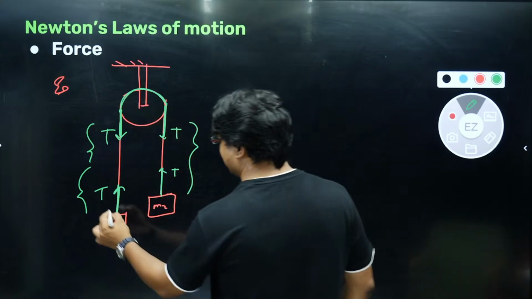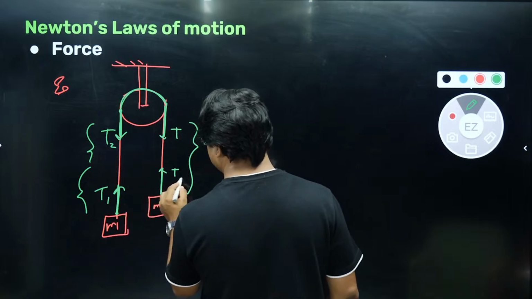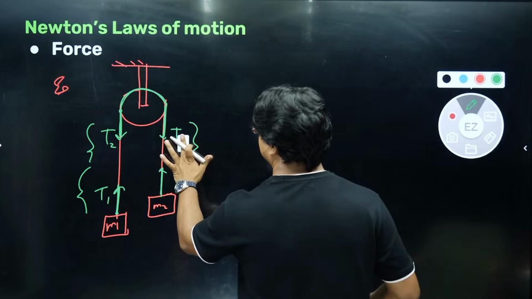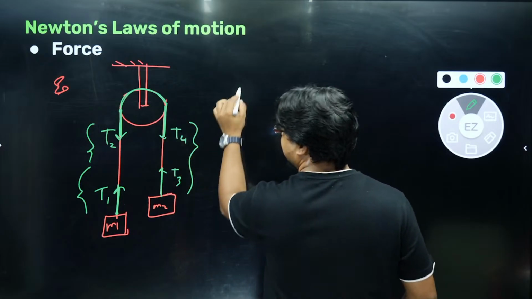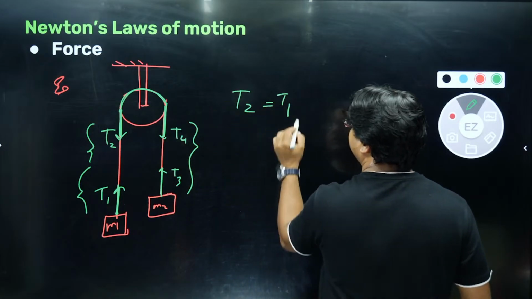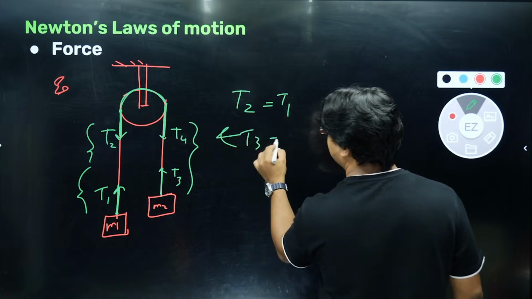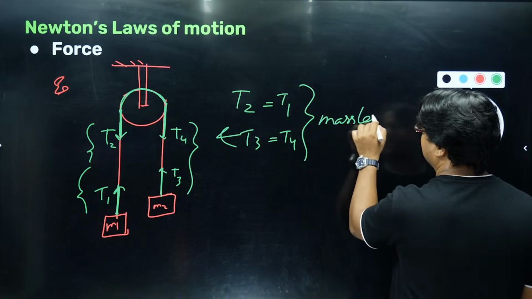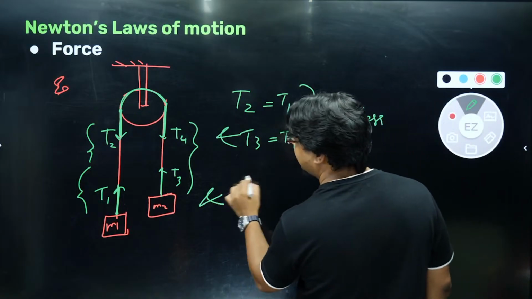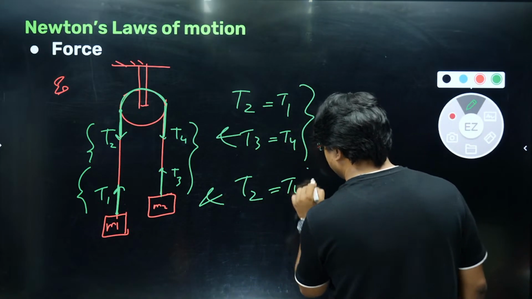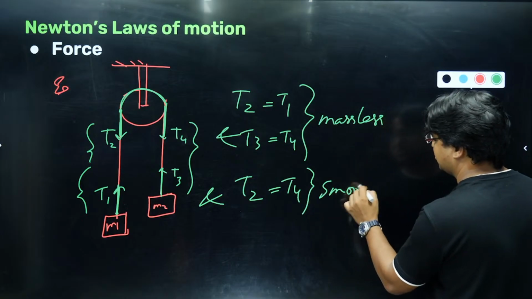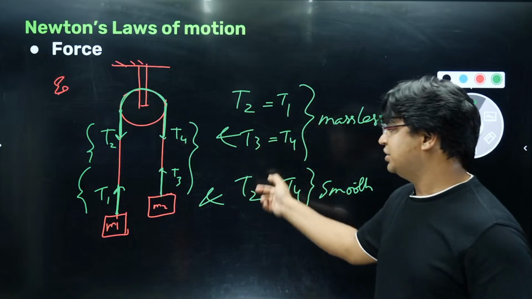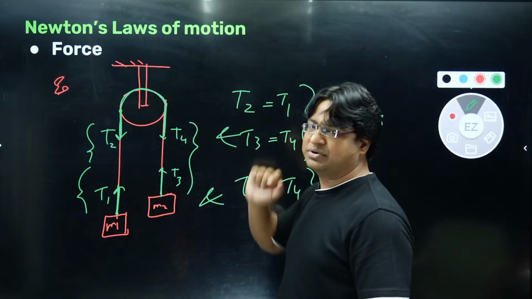So in other words, if I call them T1 and T2 and this as T3 and T4, then what we are saying is that T2 is the same as T1 and T3 is the same as T4 because the string is given to be massless. And T2 is the same as T4 because the string is given to be smooth. So the conditions that we have been given allow us to equate. After all this, all four tensions become equal.